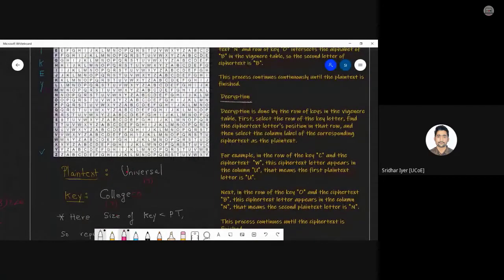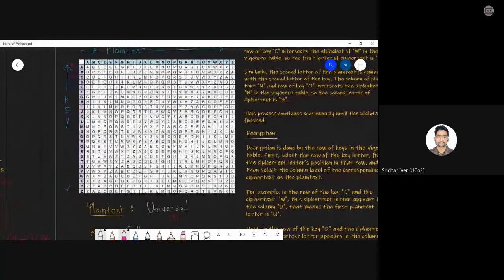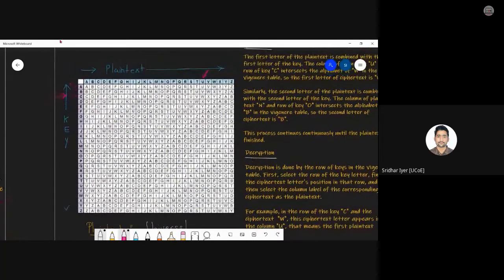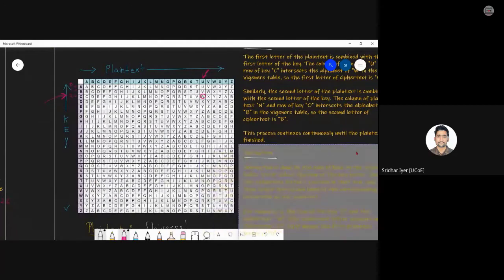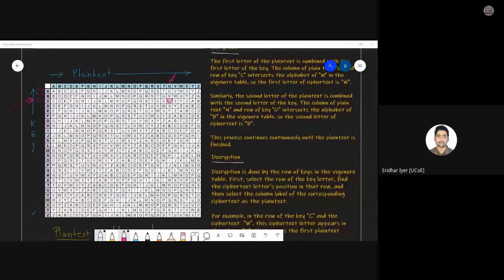Plain text is universal, that is U. U is my first plain text character and C is my key character. So I will check U in the plain text column over here. It will be somewhere over here, right? And I will see the C row, in the key rows over here. And wherever it intersects, that is my ciphertext. So see it from this diagram, it intersects at W. So W will be my first ciphertext character. Is it clear? Yes or no?